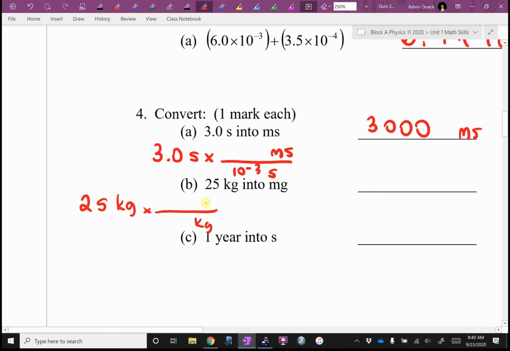Want to get rid of kilograms? Well, that's going to be 10 to the 3rd. Then I want to get rid of grams and bring in milligrams, that's 10 to the negative 3rd. Each time I put the 10 to the where it's not.